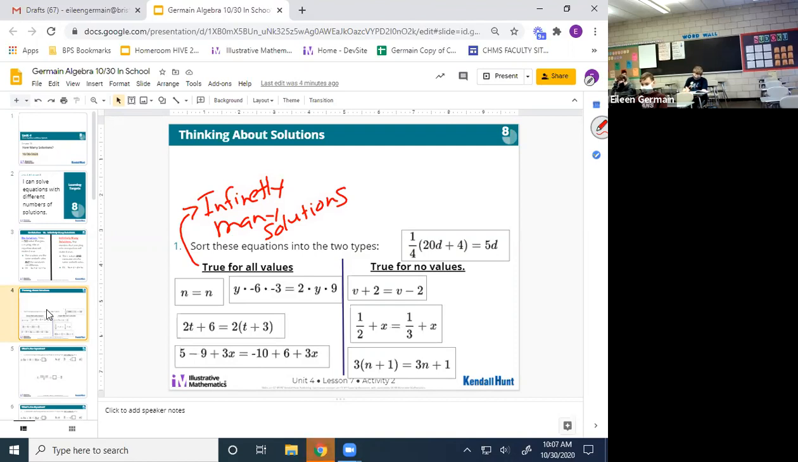So if we had true for no values, we called that what? Instead of having to write out true for no values, what do we call that? People at home can throw things in the chat, you know. What do you think, Kyle? No solutions. Very good. Nice job, Dave. No solutions.